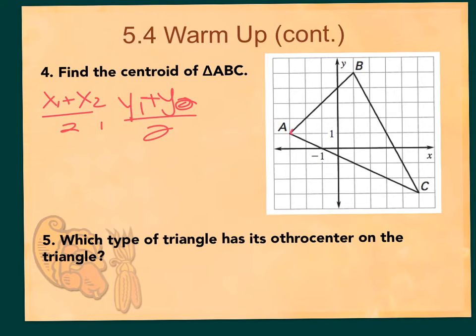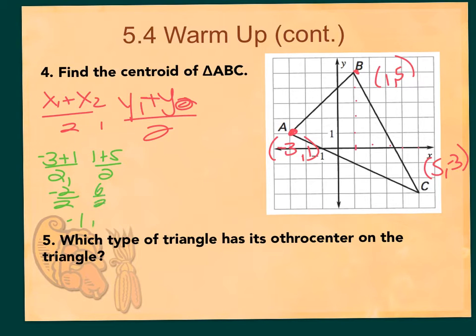To do that first, I'm going to identify these points. This would be negative 3, 1. This would be 1, 5. And this is 5, negative 3. So if I want to find the midpoint of AB, I would do negative 3 plus 1 over 2, and then 1 plus 5 over 2. Negative 2 over 2, which is negative 1, 6 over 2, which is 3. So negative 1, 3 is the midpoint of AB.